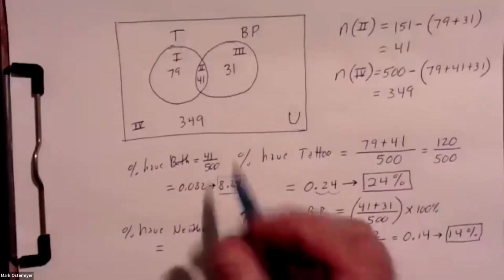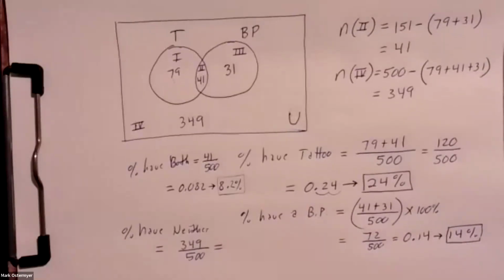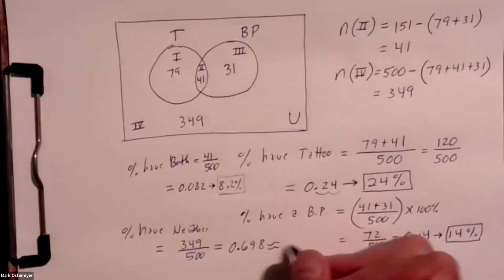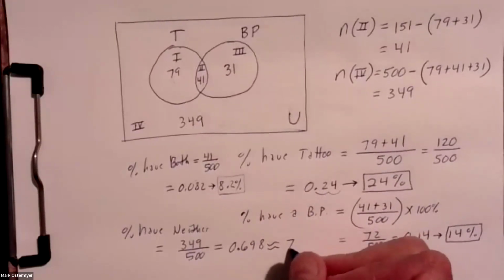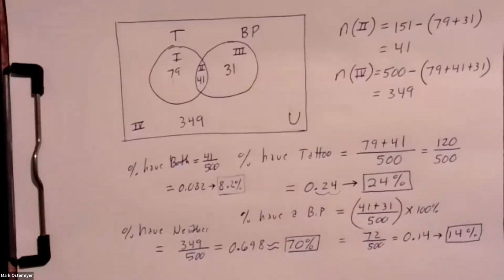Well, that's going to be 349 divided by what? 500. As a decimal, what's 349 divided by 500? 0.698. Gosh, that's approximately about what? 70% roughly? Yeah, pretty darn close. 69.8%. I'm going to say approximately 70%. That'll be okay. All right.